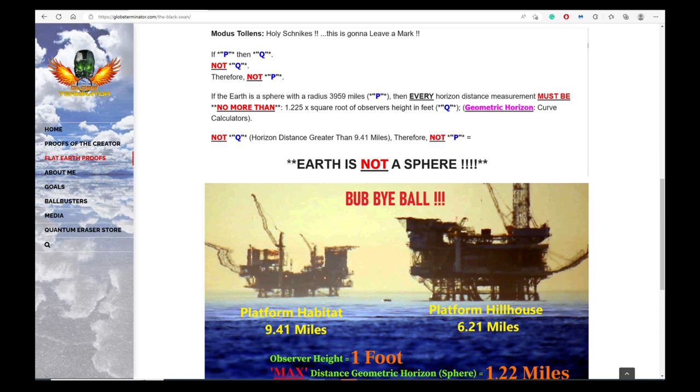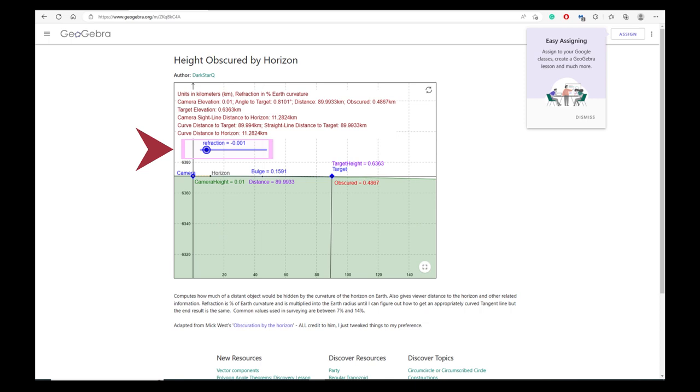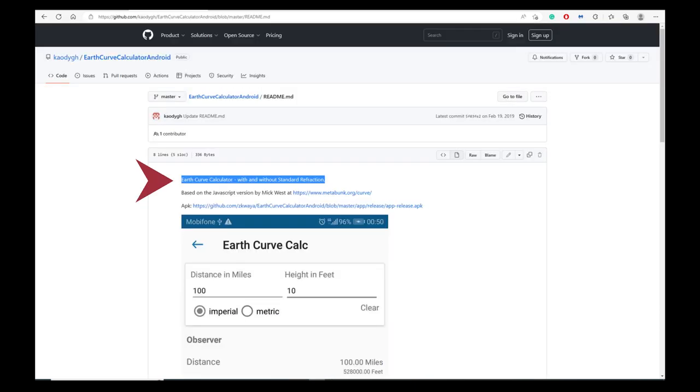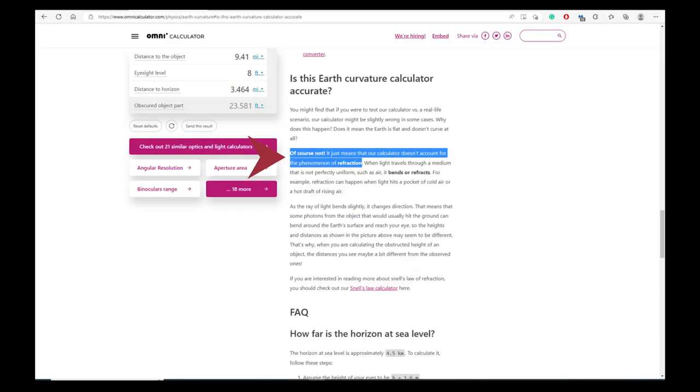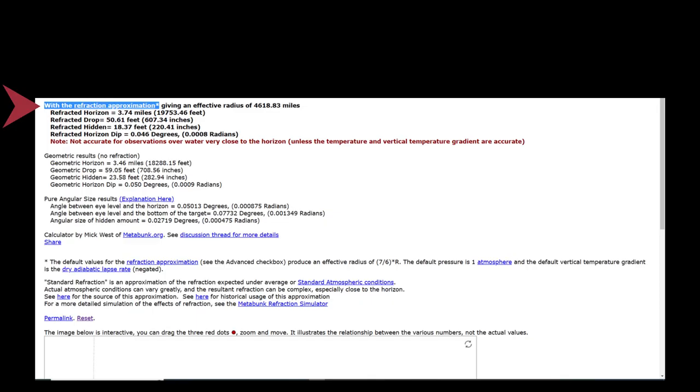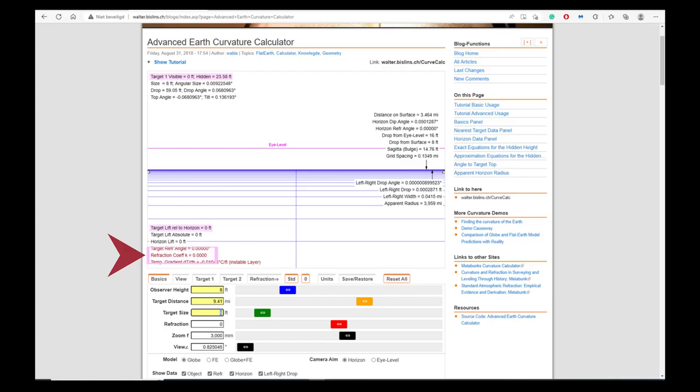He refers to the geometric horizon, but it is not important in this case. Dealing with visual observations, we are dealing with the visible horizon. And he adds curve calculators, thinking that they calculate for the geometric horizon. And that's the first wrong turn he is taking. Most curve calculators include atmospheric refraction.